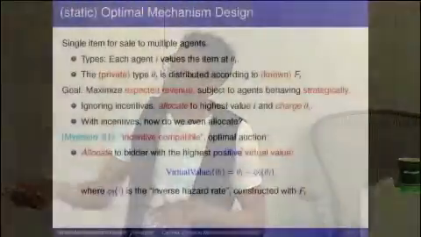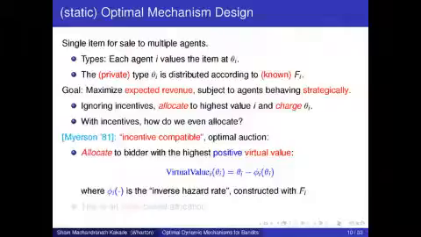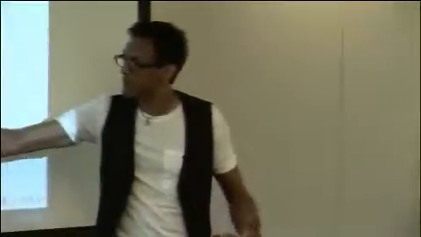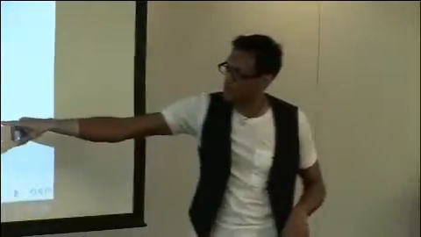So the way we allocate is we actually allocate to the bidder with the highest positive virtual value, where the virtual value is this definition, where theta i is the value, and you subtract off some sort of penalty function of theta i, which is known as the inverse hazard rate. I'm not going to go into the details of this function, but this function is constructed with knowledge of this distribution.